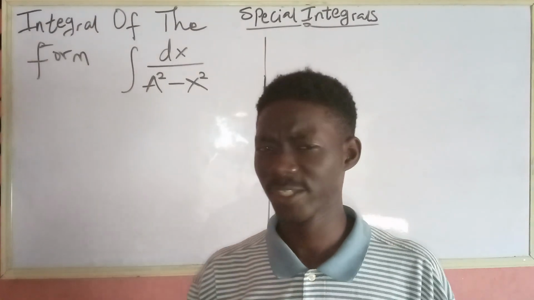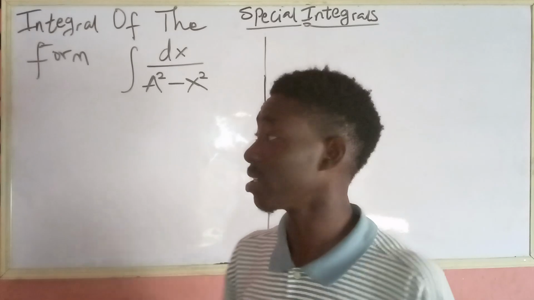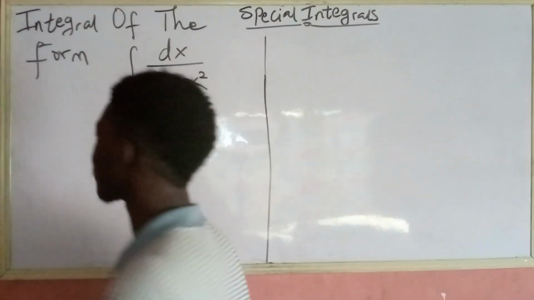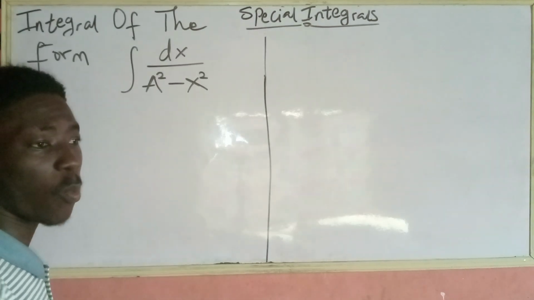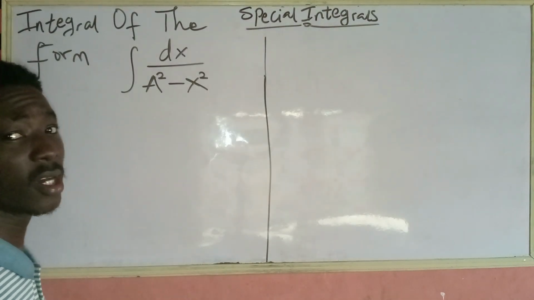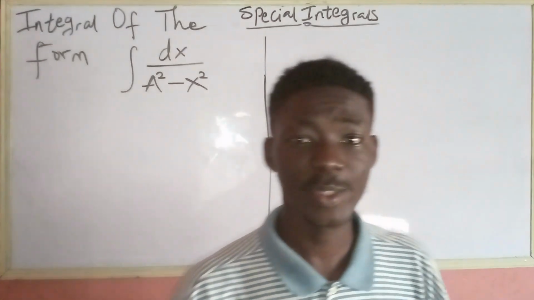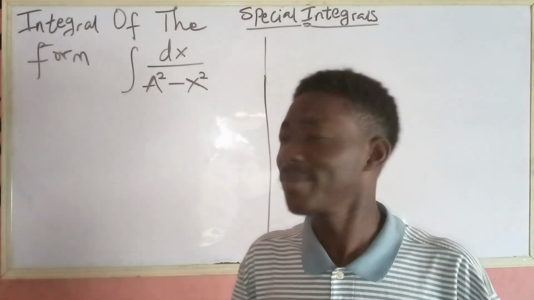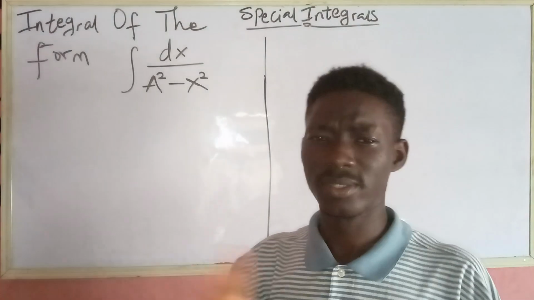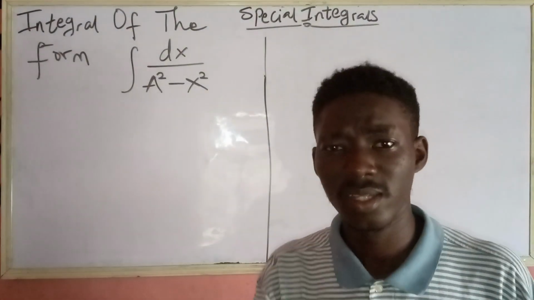So this will be the third special form of integrals like this. I've talked about two: 1/(x squared plus a squared), and 1/(x squared minus a squared). So the third special one will be what? This: 1/(a squared minus x squared). Let's go on to that.